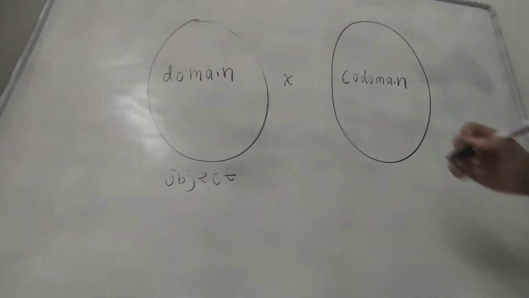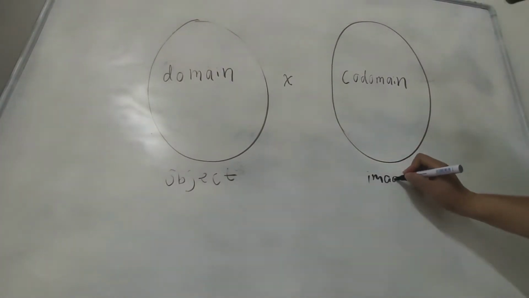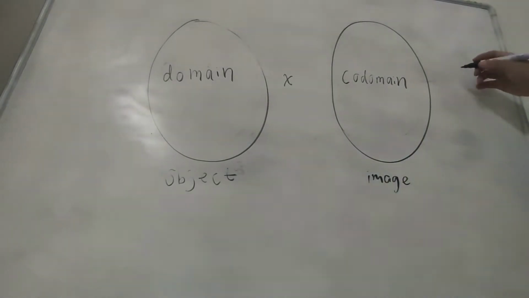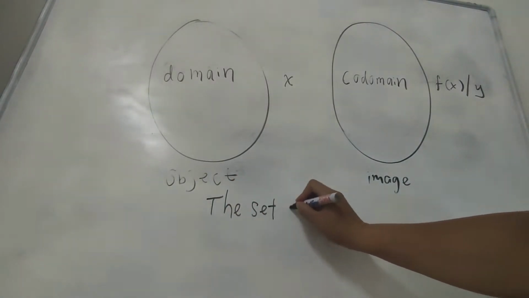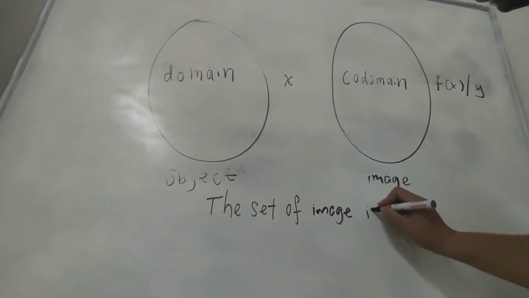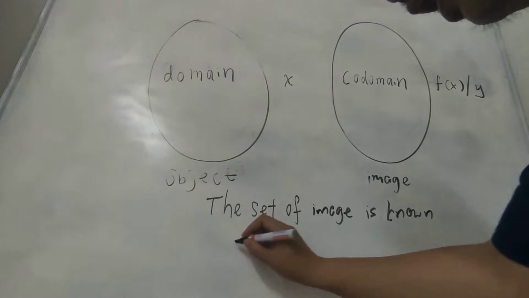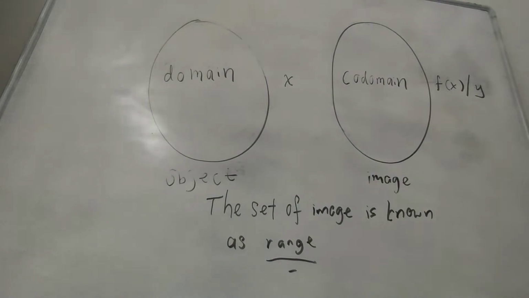And another set of numbers is known as codomain. And it has another name known as image. We normally use the mathematical notation f(x), that means the function in terms of variable x or y, to represent it. And the set of image is known as range. So this is the definition of the range.